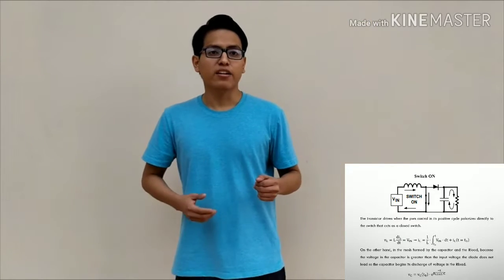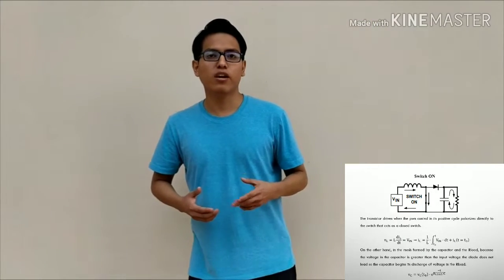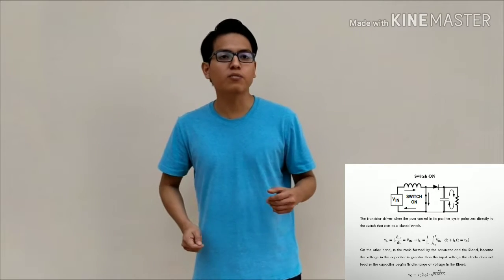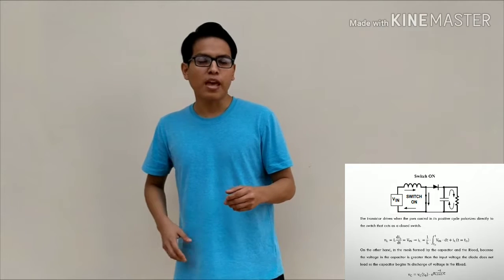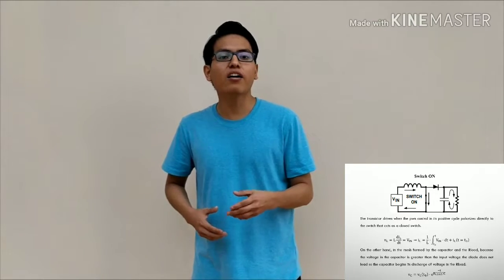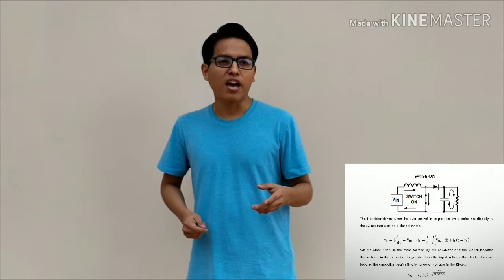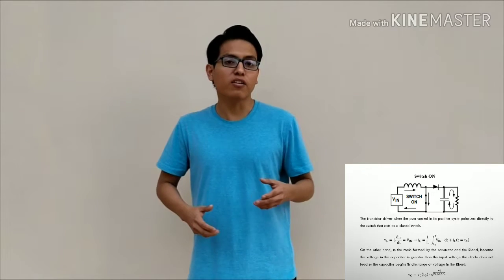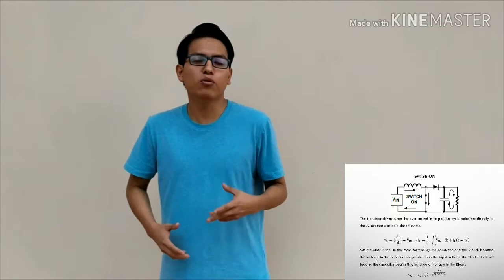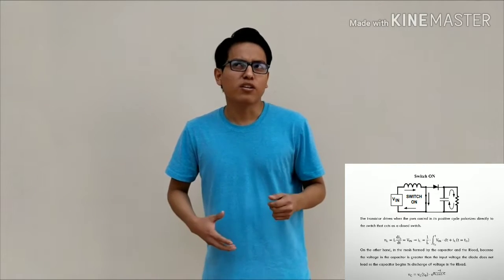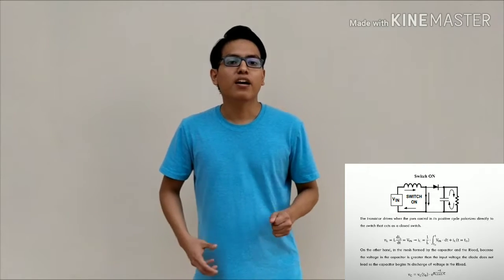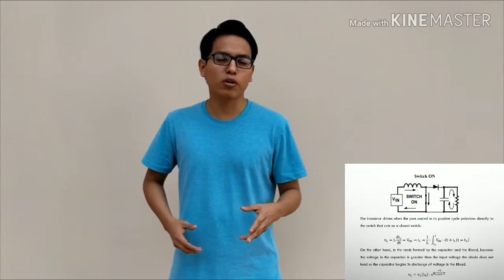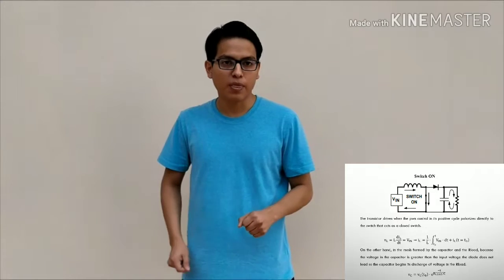Switch on. The transistor conducts when the PWM control is in its positive cycle polarity directed to the switch, which acts as a closed switch. During this period, the inductor goes through the charging process from the input voltage. The input voltage is constant, so there is a force on it where the current flowing through it rises.